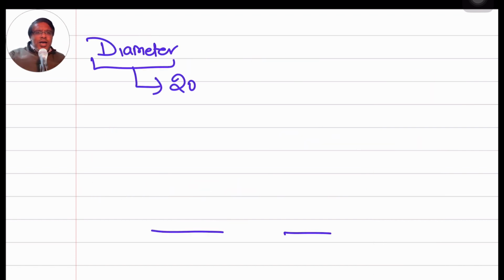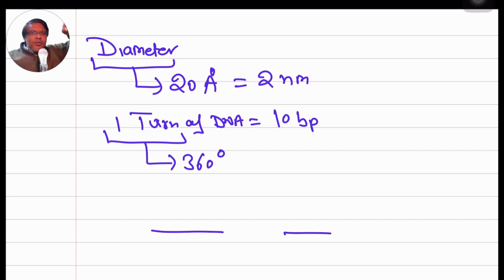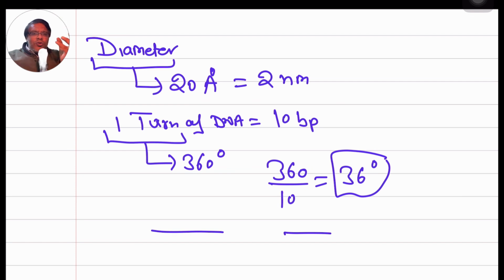Now I have told you the diameter is 20 angstrom, that is 2 nanometer, and 1 turn of DNA has 10 base pairs. Now 1 turn means one complete 360-degree rotation. So you are going to have a 360-degree rotation and 10 base pairs. You can easily calculate how much each base pair is going to rotate. I have told you that these base pairs are arranged like a ladder.